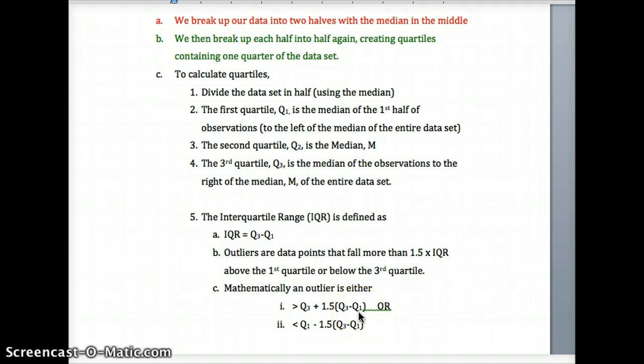Anything greater than that number is an outlier, and then I take the IQR and multiply it by 1.5 and I subtract it from the first quartile. Anything below that is considered an outlier.